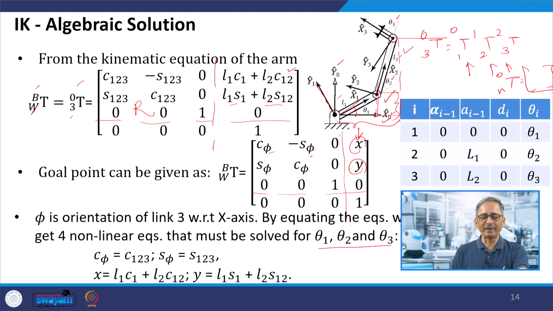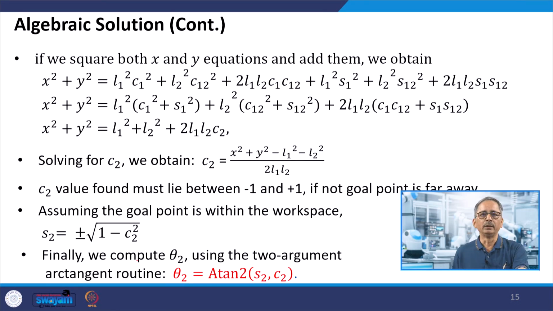All right. So, we can compare these two equations. From here you see cos phi is going to be cos 123, which essentially means cos of theta 1 plus theta 2 plus theta 3. Likewise, other terms are defined. Okay. So, I can compare this, and my x is going to be L1 C1 plus L2 C12, and y is going to be L1 S1 plus L2 S12, and of course, phi is going to be theta 1 plus theta 2 plus theta 3. So, now the question is to evaluate these joint angles.